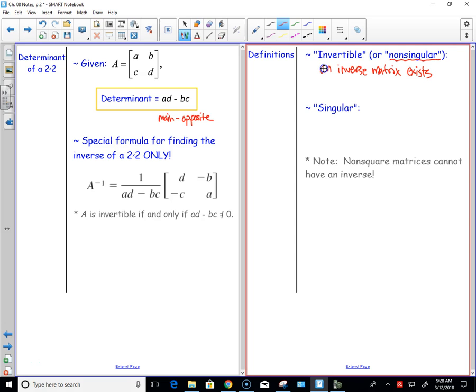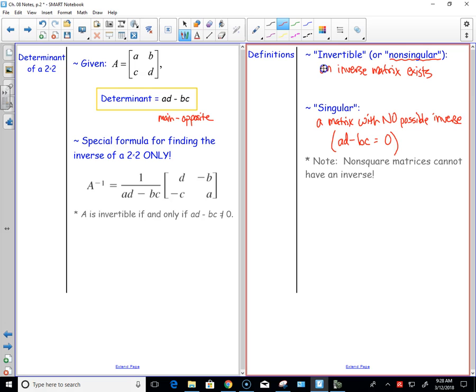There is this new term, though. Non-singular is another way of saying that an inverse exists. Invertible or non-singular. Singular, well, sadly, that's a matrix with no possible inverse. And what we just saw, no possible inverse, that's always going to happen whenever the main minus the opposite equals 0. Whenever the determinant equals 0, it's going to be an impossible inverse to find.